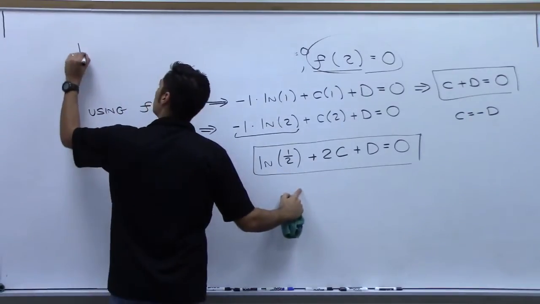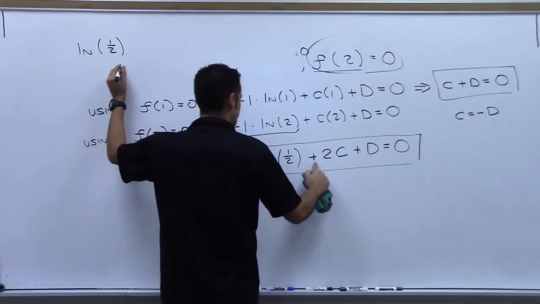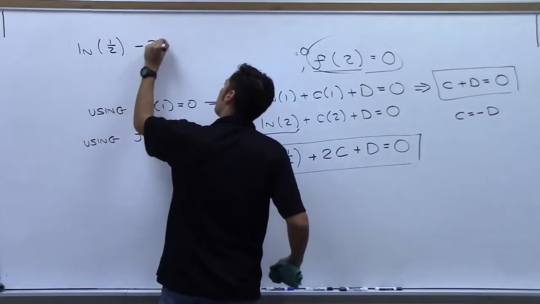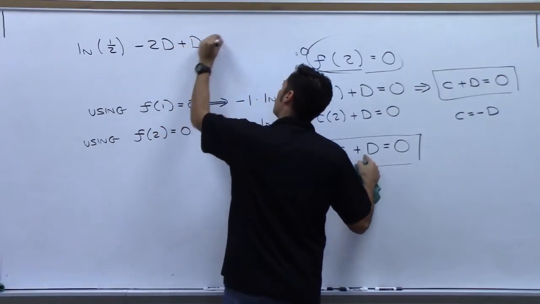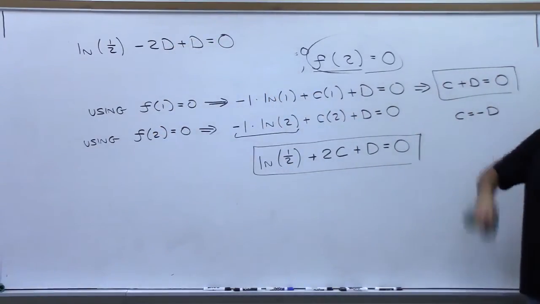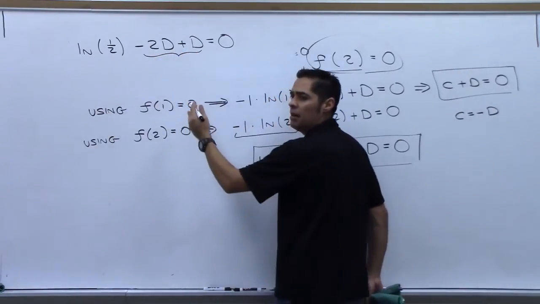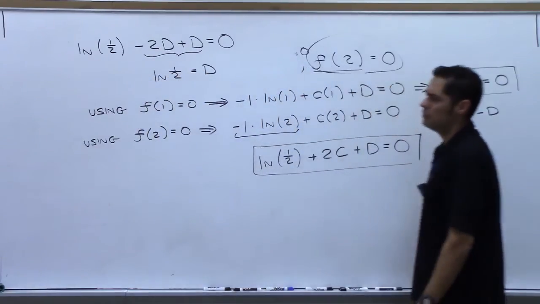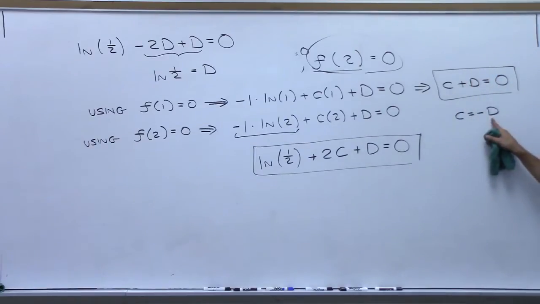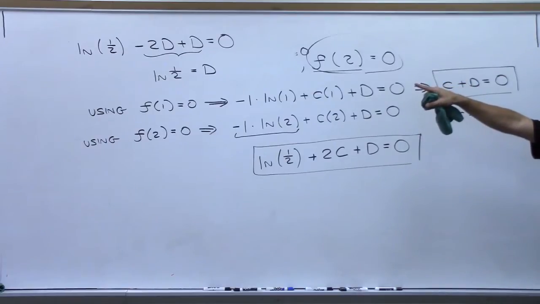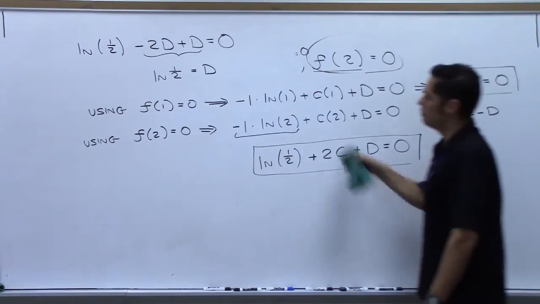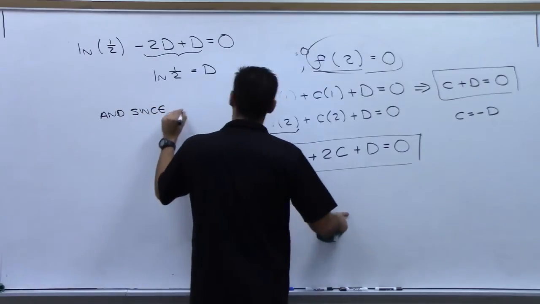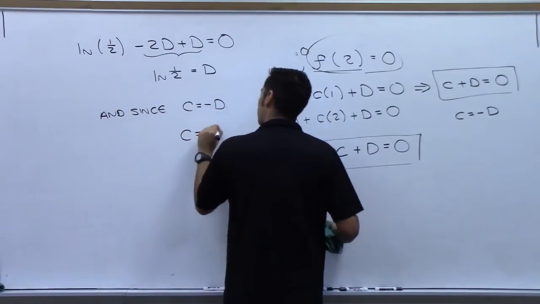So I'm going to replace c with negative d. Natural log of 1/2 plus, actually, when I replace c with negative d, it becomes negative 2d plus d equals 0. Everyone following what I'm doing? And then just put these two together. That's negative d, right? Move it to the other side. d is the natural log of 1/2. And then that means c is negative of that, right? Since c equals negative d, that means c equals negative natural log of a half.